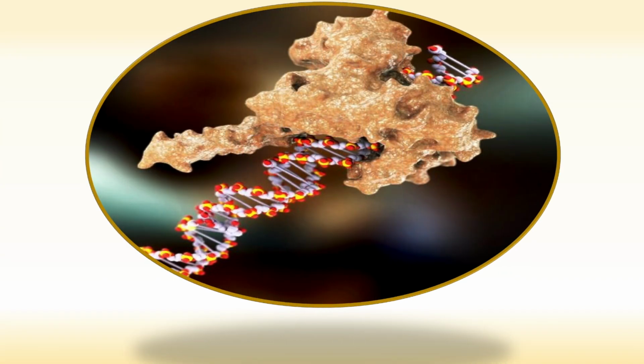DNA replication is the process of copying a cell's DNA before division. It occurs in the nucleus of eukaryotic cells or the cytoplasm of prokaryotic cells and requires several enzymes, including helicase, primase, DNA polymerase, and ligase, to ensure accurate copying of the genetic material.